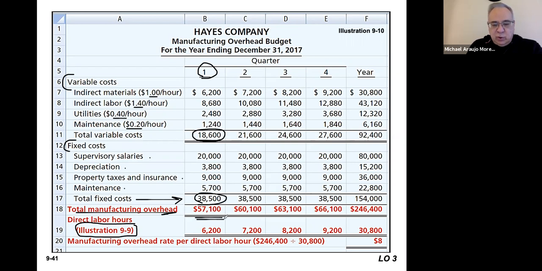And so for the first quarter, we will need to budget $57,100 of manufacturing overhead. For the second quarter, of course, it's based on a higher level of labor hours, and so your variable costs are going to be higher. Your fixed costs are going to be the same, right? Again, your third quarter, more labor hours.